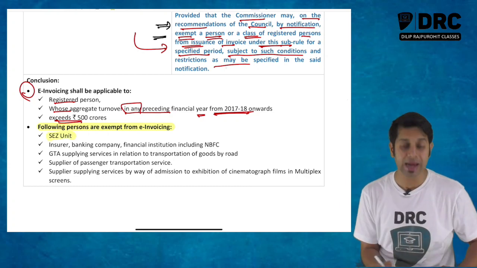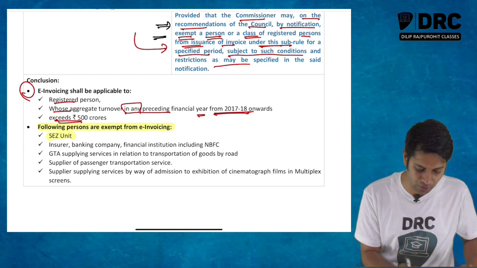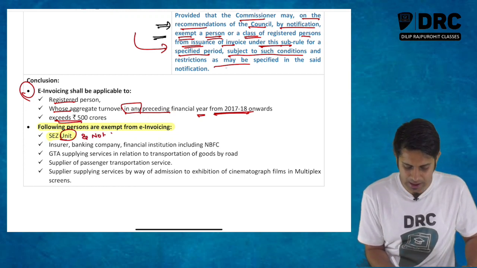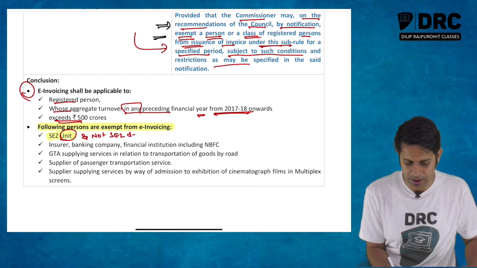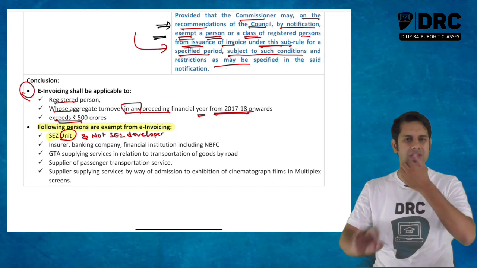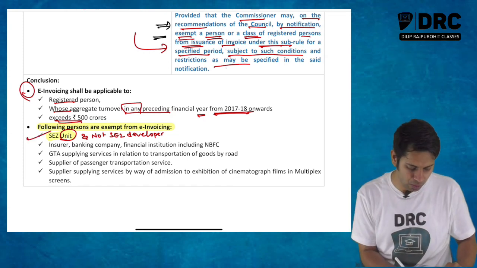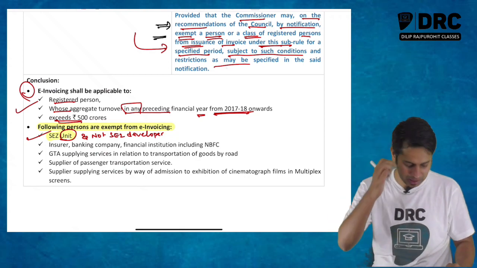Who are these, sir? SEZ unit. Please understand this point carefully. They are talking about SEZ unit and not SEZ developer. So if you are an SEZ unit, then e-invoicing provision shall not apply to you. If you are an SEZ developer, 100% it is applicable to you, provided you satisfy that 500 crores criteria.